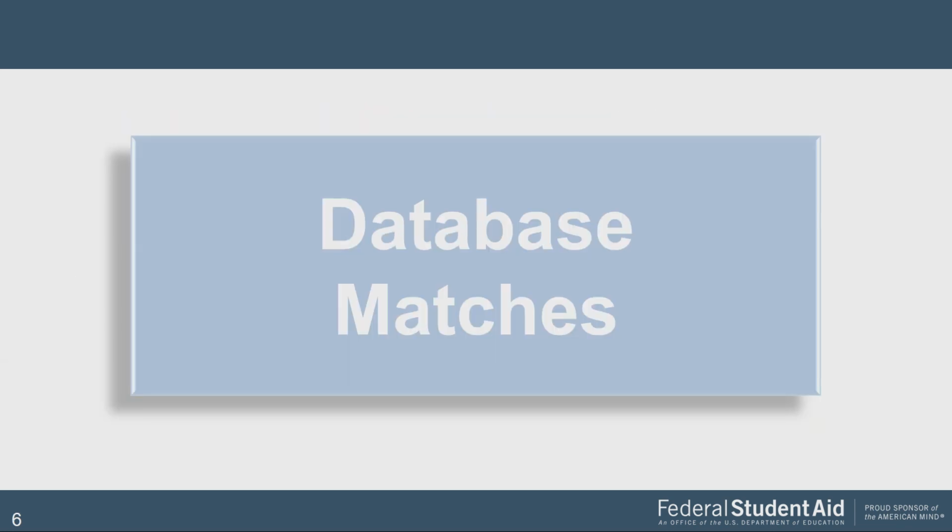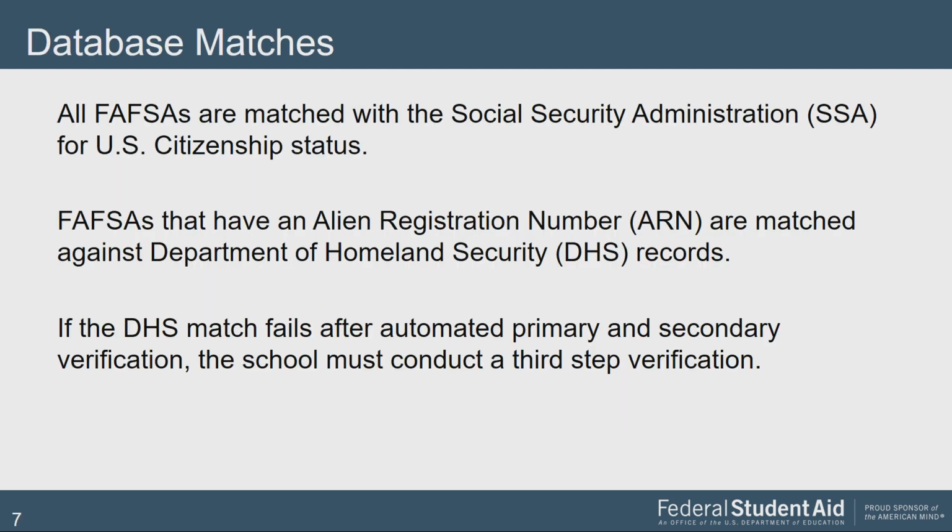As I alluded to, both the Social Security number and the alien registration number are mission-critical pieces of information as it relates to database matches. And we'll cover the two database matches now, beginning with the Social Security Administration. Every single FAFSA that a student submits goes to SSA to determine a student's U.S. citizenship status, albeit they may not be a U.S. citizen. Only the FAFSAs that have an alien registration number are sent to the Department of Homeland Security, or DHS.